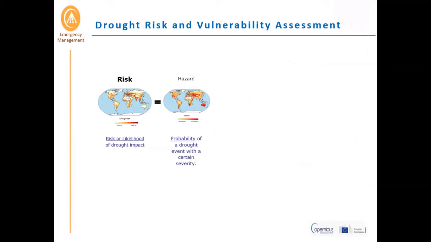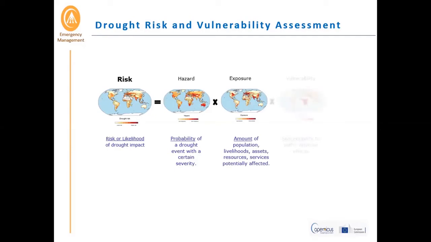So this is an exogenous factor, at least from the perspective of the UNCCD, that we are not influencing. It's about mitigation. But there is also exposure. Who is living there? Who is going to be affected? The amount of population, livelihoods, assets, resources, services. Are they going to be affected? The other thing is vulnerability, the susceptibility or the sensitivity to suffer adverse effects.